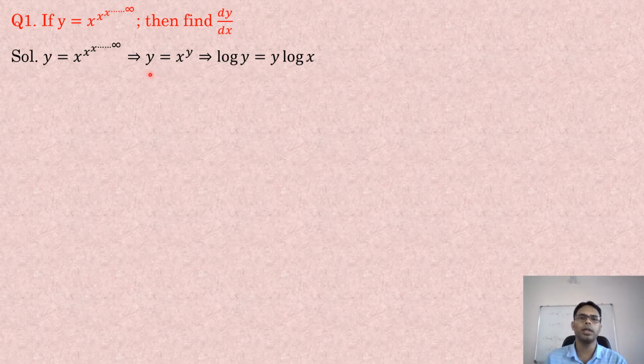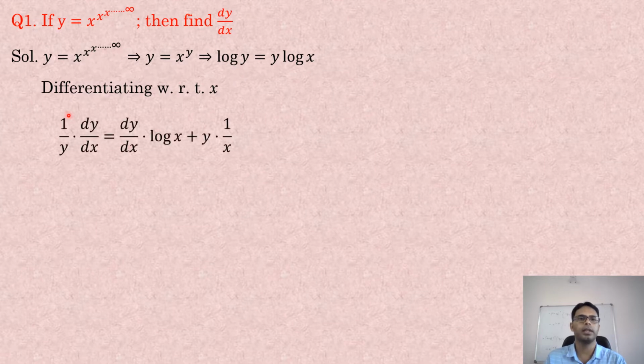So taking log here, log of y is equal to y into log x. This power will come in front of log. Then differentiating with respect to x, the left hand side is simply 1/y dy/dx, and equal to, here it is a product function y into log x, so the derivative of y is dy/dx, log x remaining the same, plus y remaining the same, and the derivative of log x is simply 1/x.